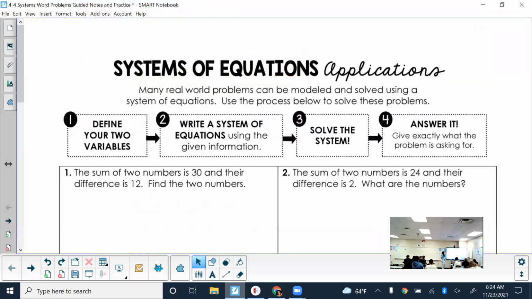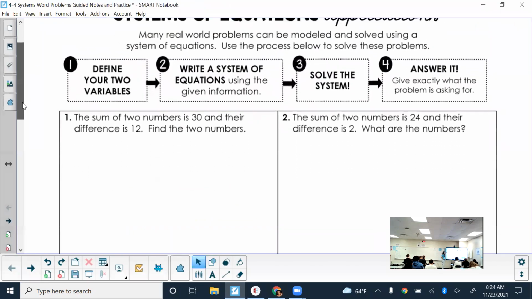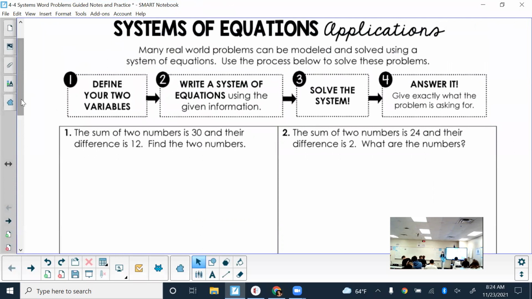All right, so then look at your note sheet. So system of equations, applications. It's like another word for word problem, all right, because we're applying it to the real world. It gives you a few steps to follow.